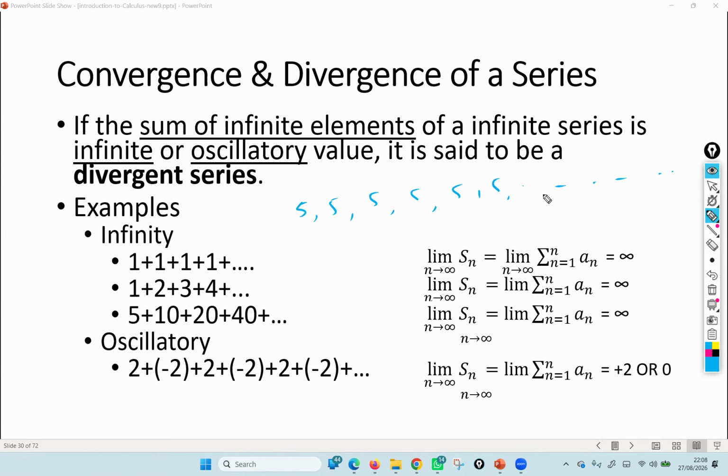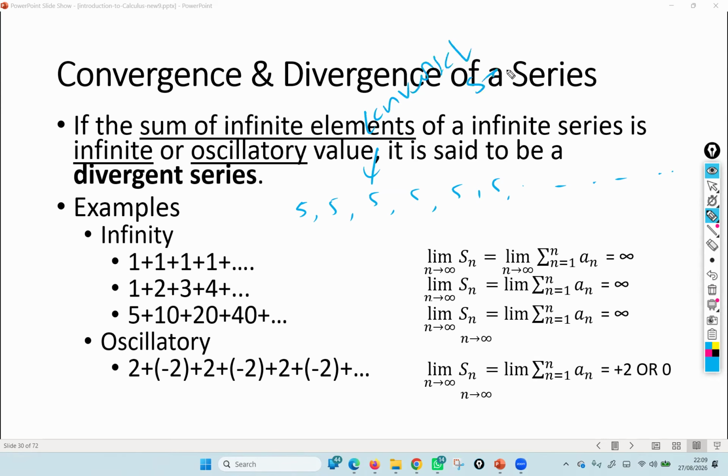Convergent or divergent? Convergent sequence. Why? Because it is bound to a finite value. You must tell its infinite term is a finite value, right? Its infinite term is a finite value. That value is 5. So therefore this is a convergent sequence.